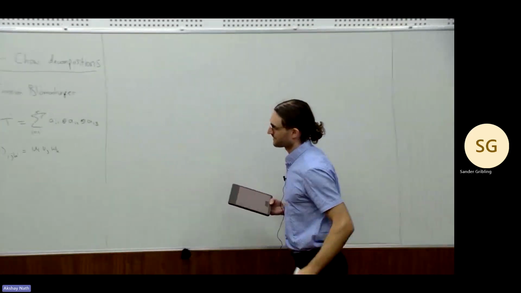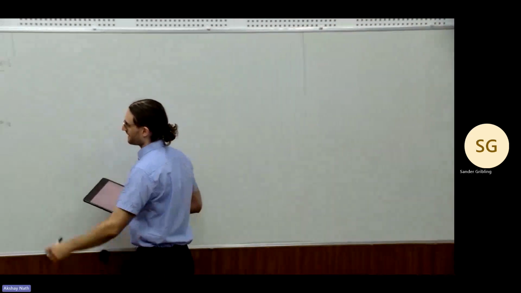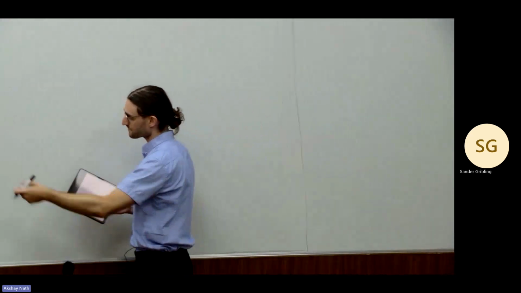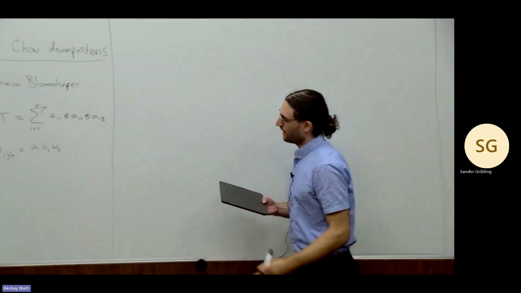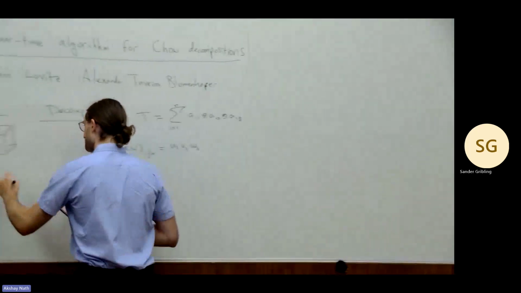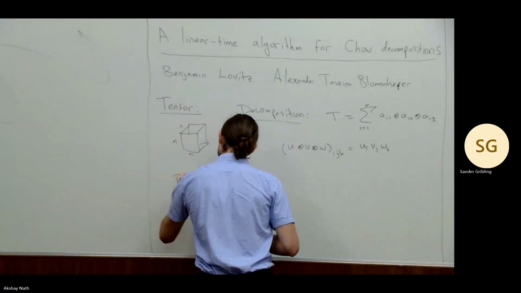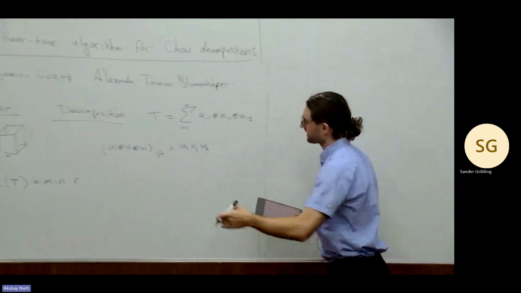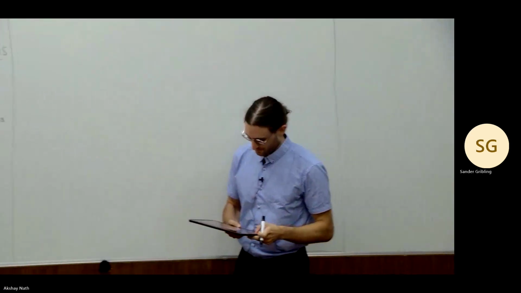Okay, so three coordinates for our three-dimensional object. We define these as product tensors, and we want to know the minimum number of product tensors we need to express a given tensor. This is called the rank. R of T is the minimum R such that there exists a decomposition. Is this much clear? Okay.